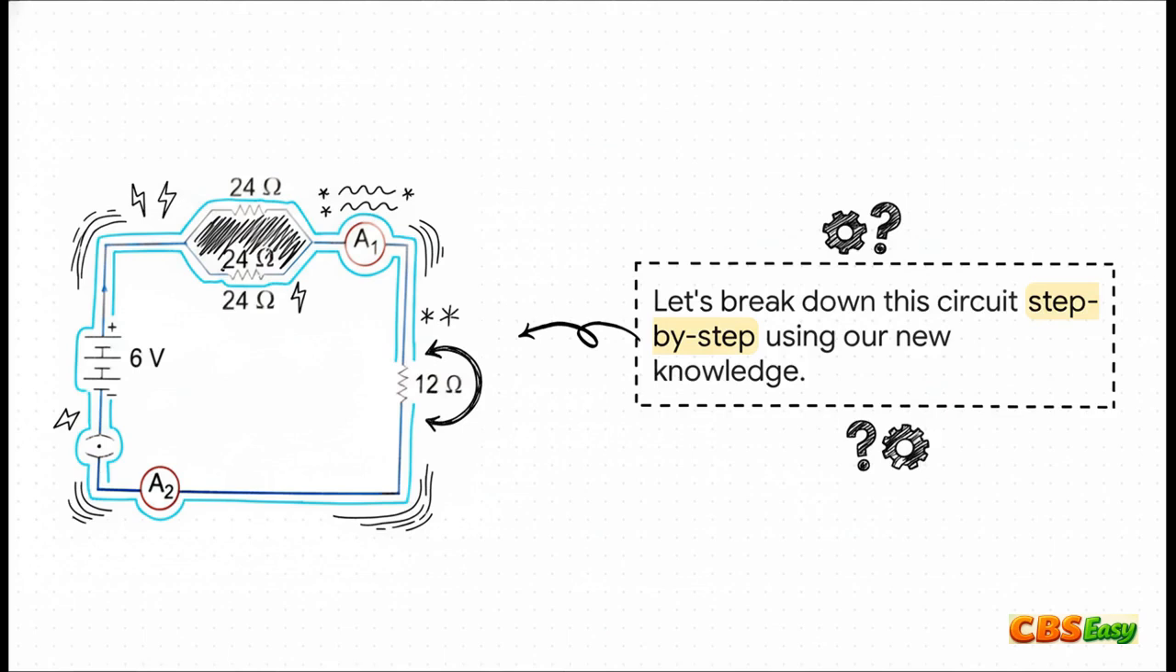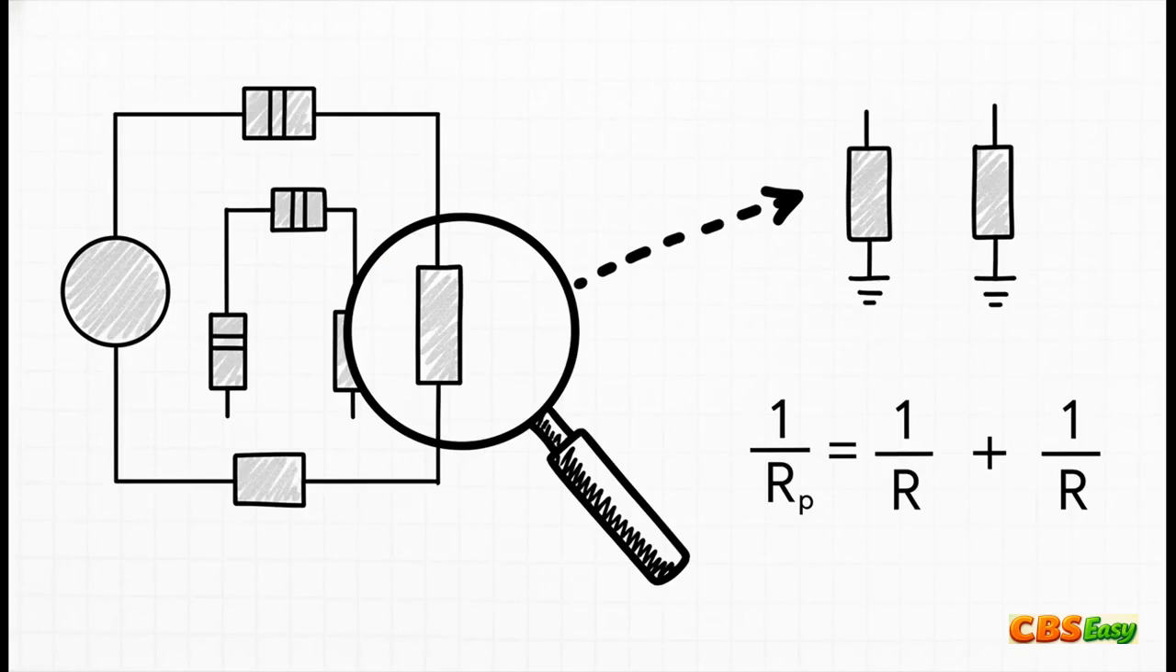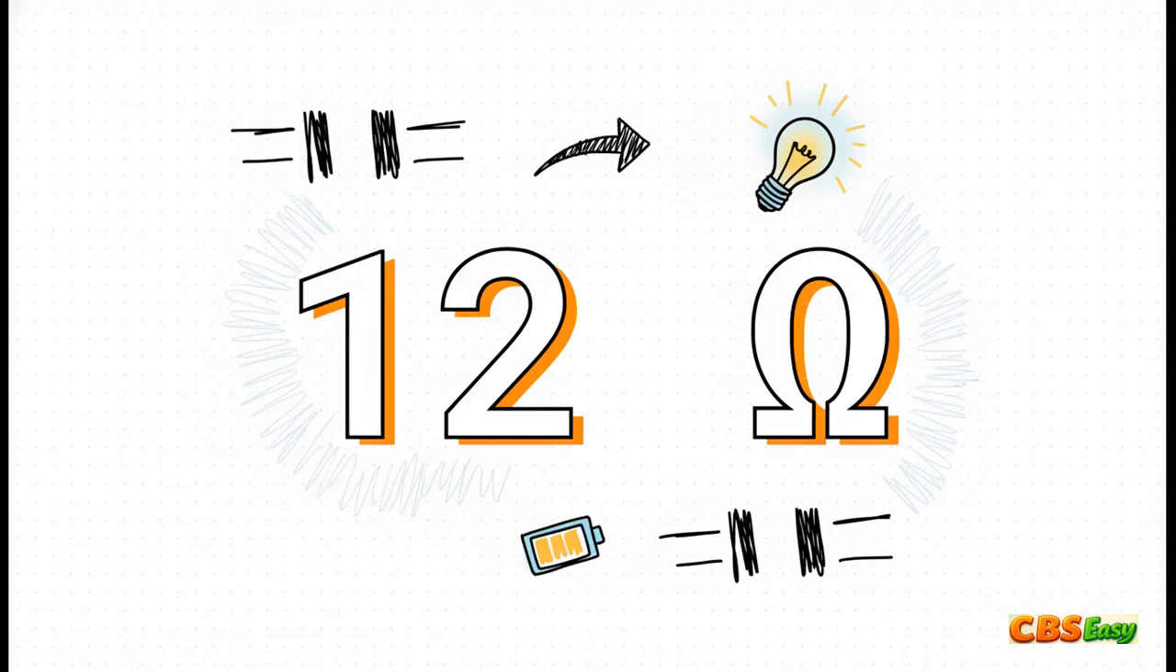Let's break it down. First things first, you always want to simplify the most complicated part first. And that's usually the parallel section. Our goal is to replace those two 24-ohm resistors with just one single resistor that does the same job. So we'll use our parallel formula. Let's do the math. 1 over 24 plus 1 over 24 gives us 2 over 24, and we can simplify that to 1 over 12. But wait, we're not done, right? We have to remember our rule. We flip it, and the equivalent resistance is 12 ohms.